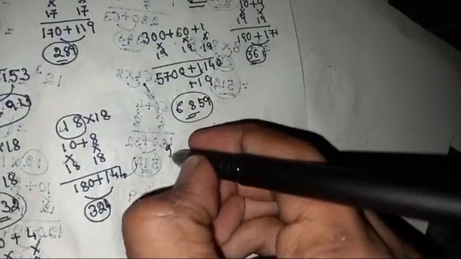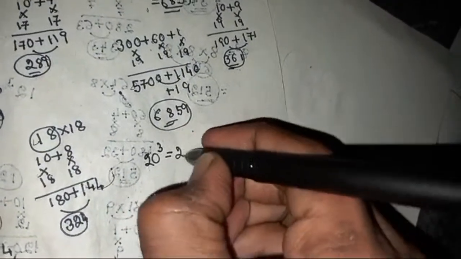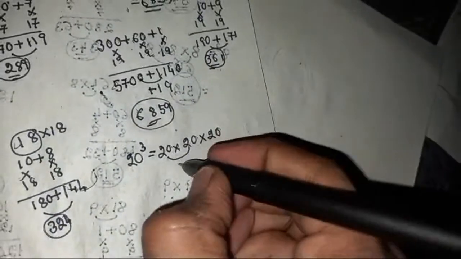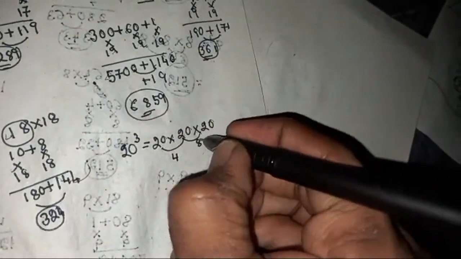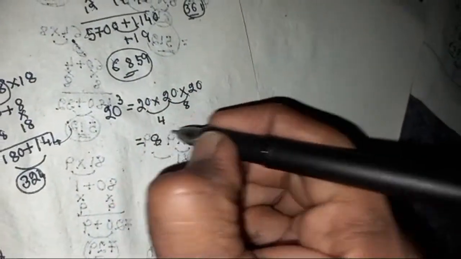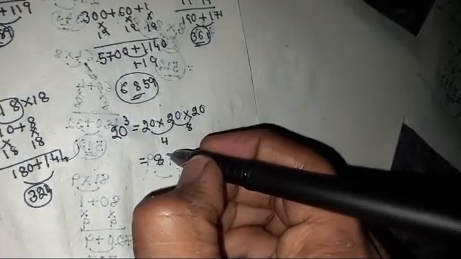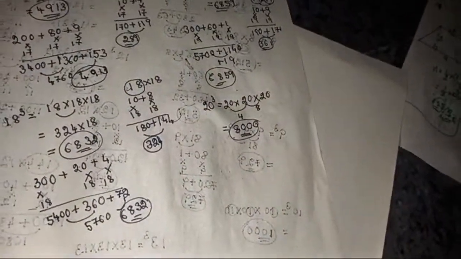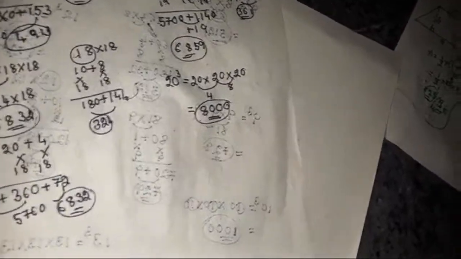Let's take one more. Here I take 20 cube. 20 cube means 20 times 20 times 20. 2 times 2 is 4, and 4 times 2 is 8. 8 and 1, 2, 3 zeros, it's going to become 8000. I'm going to tell even more problems now. I tell about the square and how to find out the area of squares.